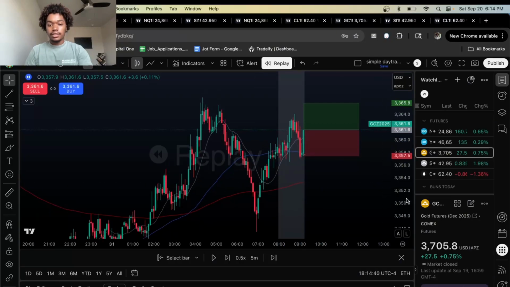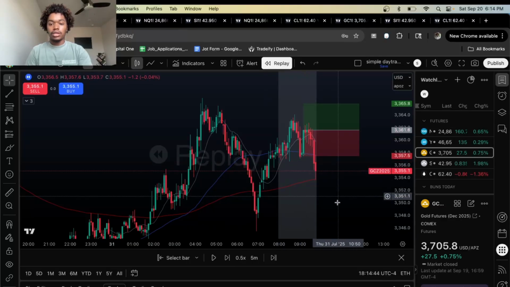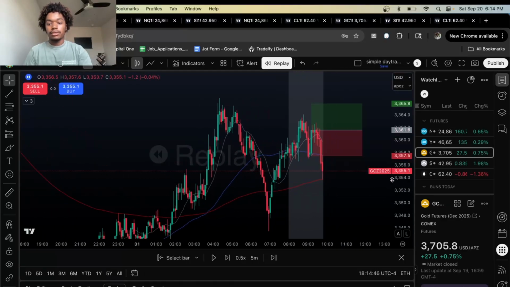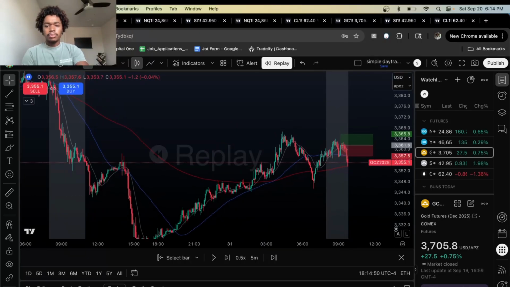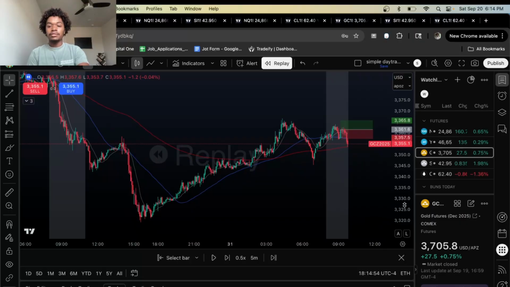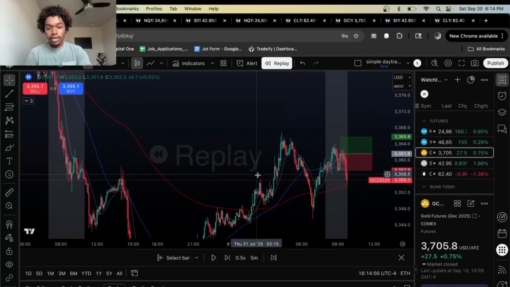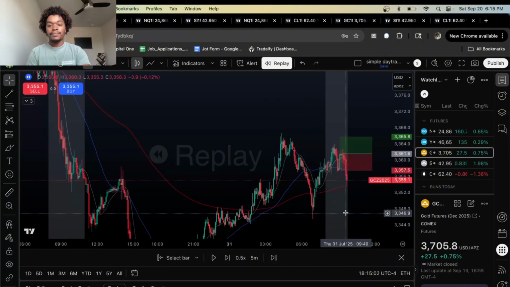And in this case, boom, lost pretty bad. It lost. But when I really think about this, let's look at the timing. Let's look at the timing of the break of structures, right? This was before our session. Our session starts in the gray.